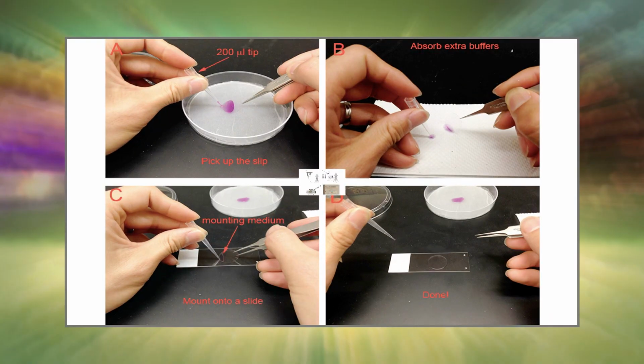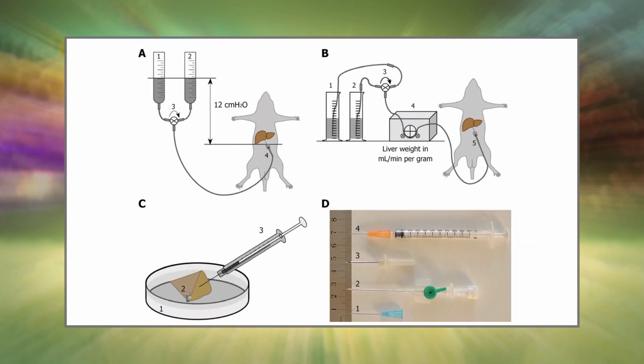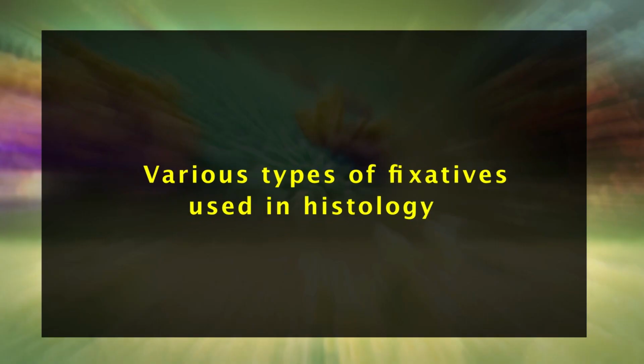In both immersion and perfusion fixation processes, chemical fixatives are used to preserve structures in a state both chemically and structurally as close to living tissue as possible. This requires a chemical fixative. Now moving to the various types of fixatives used in histology.